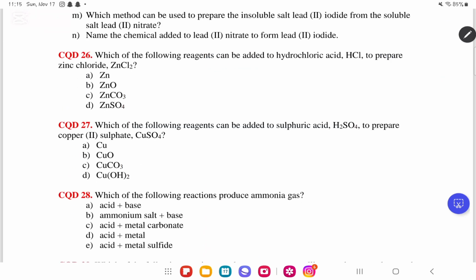Now, CQD 26. Which of the following reagents can be added to hydrochloric acid, HCl, to prepare zinc chloride, ZnCl2? Very simply, HCl and ZnCl2. We got Cl from here, and Zn, where did we get it from? From one of these options. So first thing, our first condition is that it has to have Zn. Our second condition is that it has to be a metal, a metallic oxide, or a metallic carbonate. So that leaves us with three options, A, B, and C. These are the correct options.